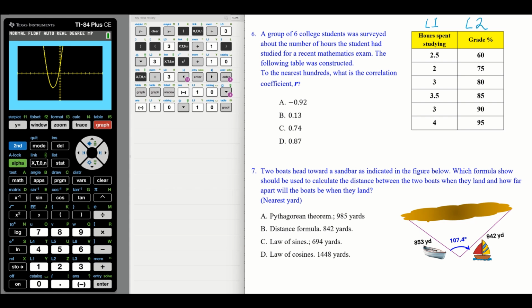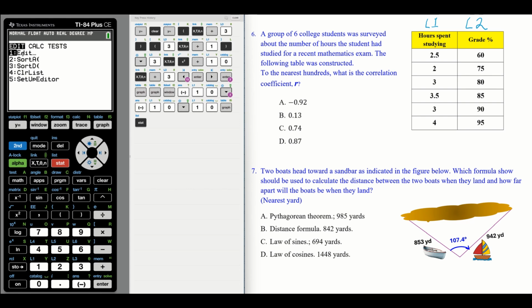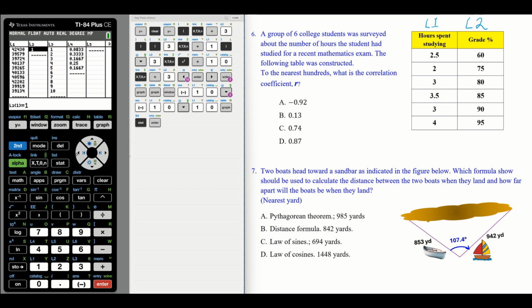Okay, if you haven't watched other videos with me, or if you have, I hope you remember how to do this. Remember, the first thing we need to do is push Stat, and our edit is already highlighted. Push Enter again, and we need to clear out our list. Remember, clear it out. Okay, that means clear, enter. And I'm going to arrow over and just, okay, when you're on the actual one, let's go up and just do L2 clear.